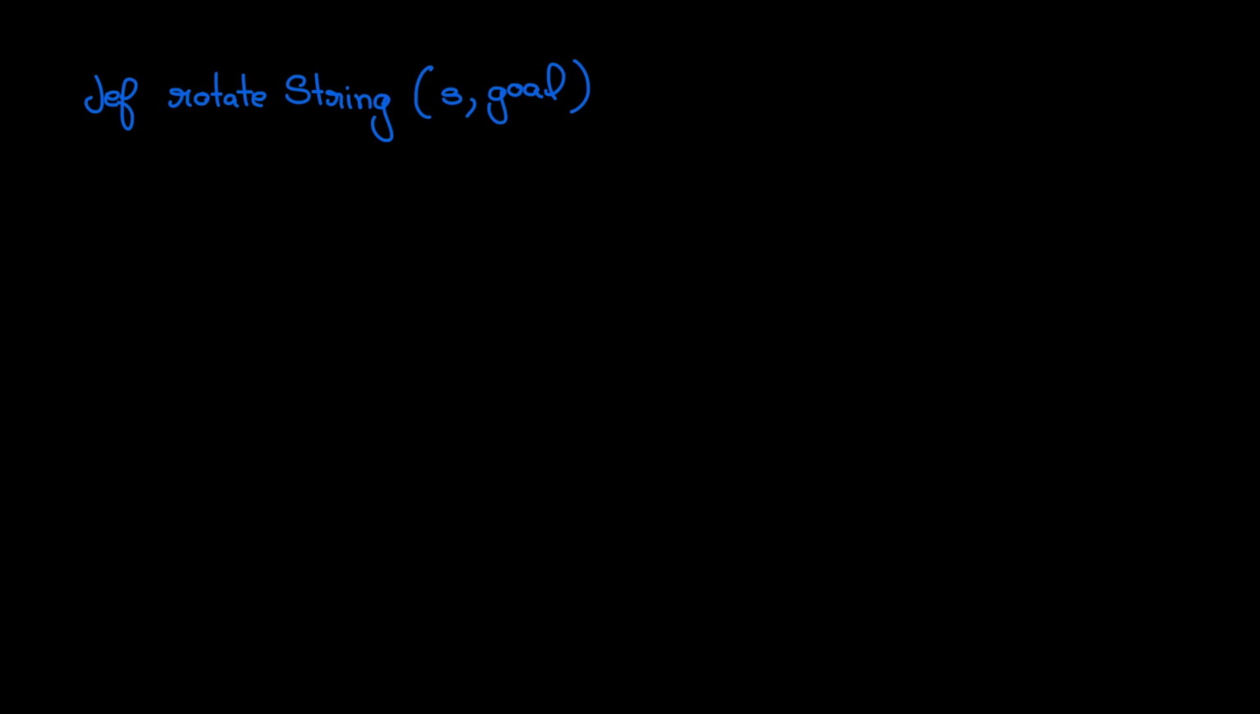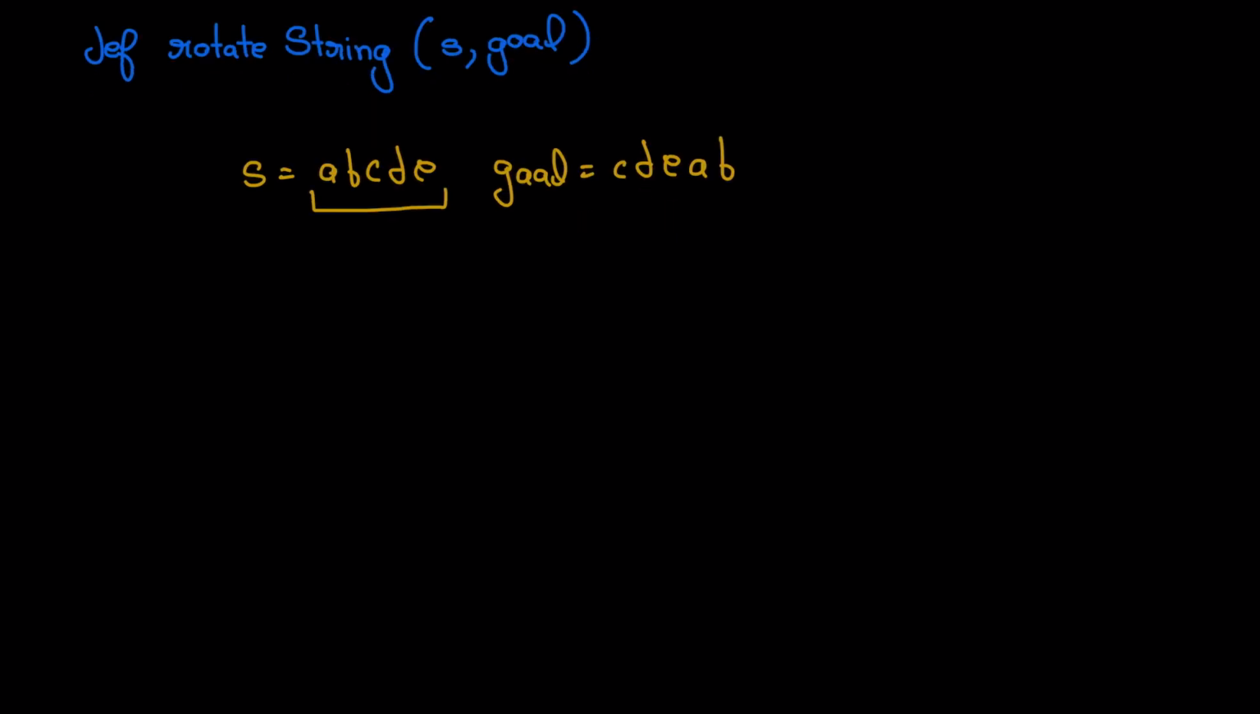Please pay attention here. Let's say the input string that I have is, again, I'll take the same example, A, B, C, D, E. And the goal to be achieved is C, D, E, A, B. Now, the trick here is to make the input string S of double the size. We'll double the size by doing S is equal to S plus S, which is equal to A, B, C, D, E, A, B, C, D, E.